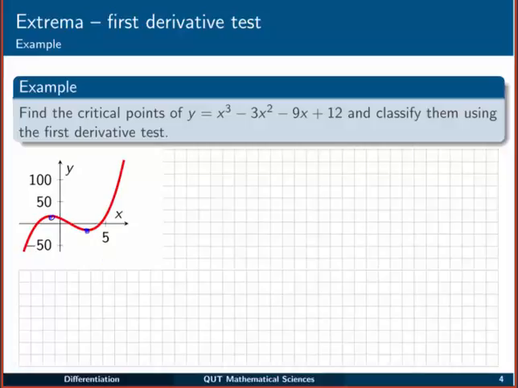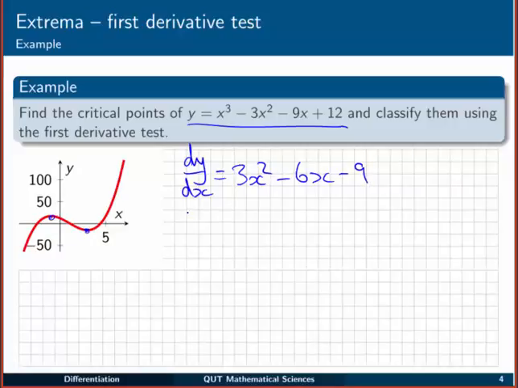Now our first step in actually checking that that's right is to find the critical points of this function. So let's do that. The first thing we need to do is find the derivative. So dy dx, looking at our function y up here, is going to be 3x squared minus 6x minus 9. Critical points occur where the derivative is 0. So we set the derivative to 0: 0 equal to 3x squared minus 6x minus 9.